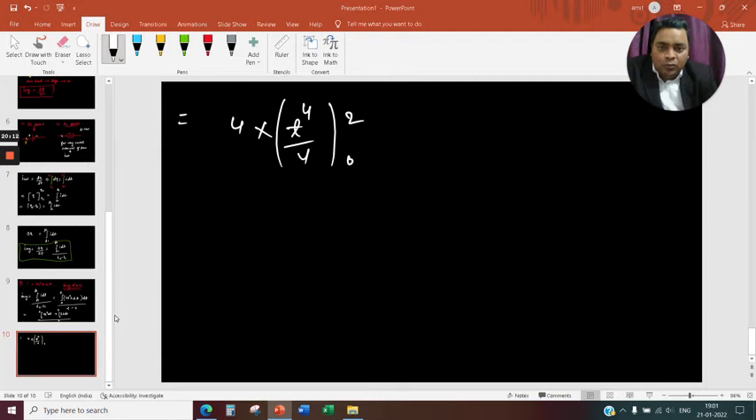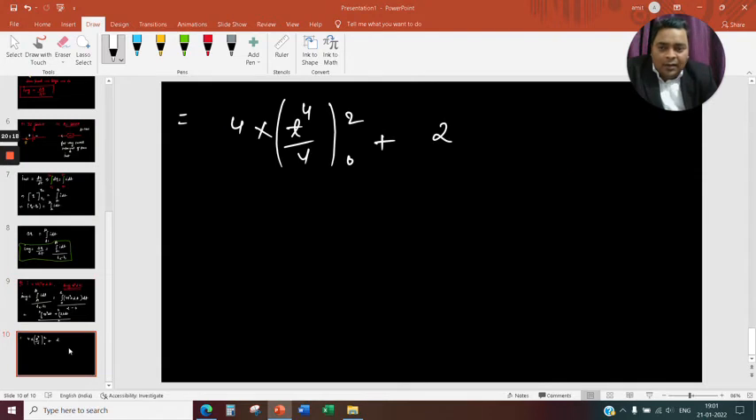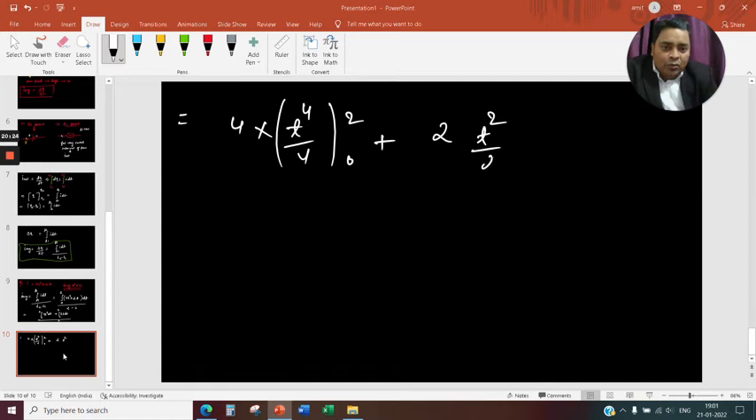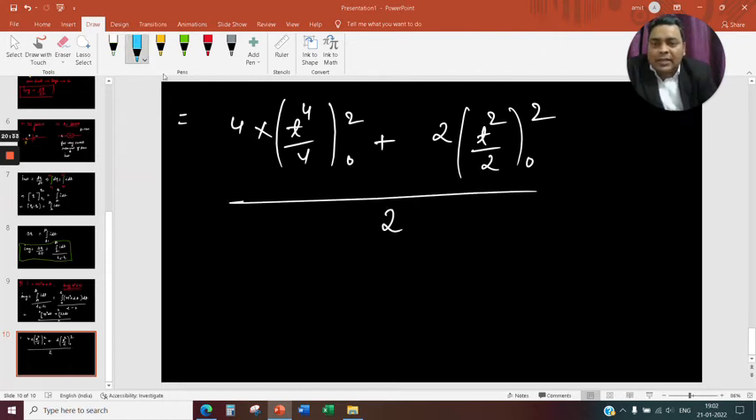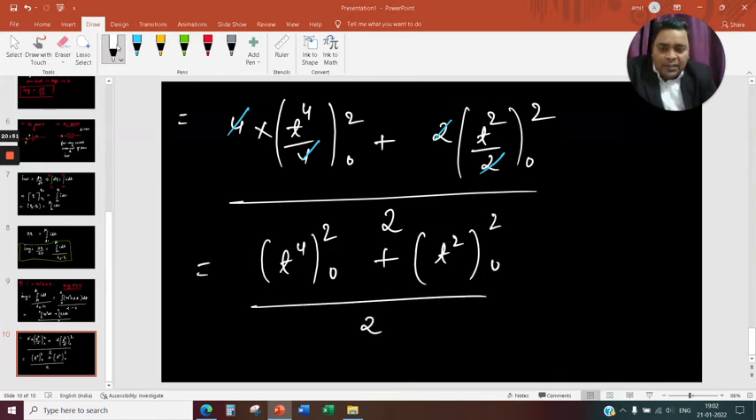0 to 2. Then plus, here 2 is constant, so keep it out of the integration part, and the integration of t dt is what? T square. So here t square by 2, that is the integration of t. And now apply the limit here. So 0 to 2 and divided by 2 minus 0, that is 2 here. So you can see 4 and 4 we can cancel, and 2 and 2 we can cancel here. So finally we are getting t to the power 4 with limit 2 to 0 plus t square with limit 2 and 0 here divided by 2. Now I'm just leaving this lower limit because lower limit is 0, that will not give any values.